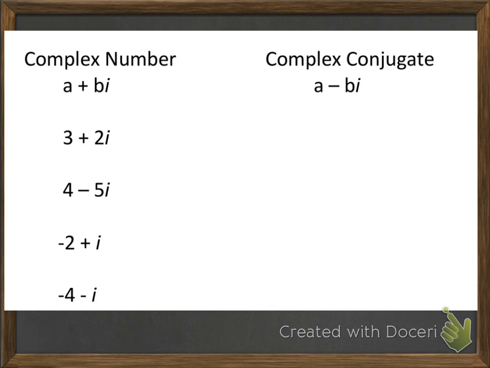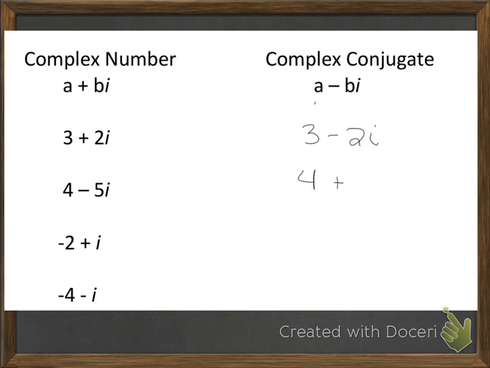Well, the complex conjugate of 3 plus 2i is 3 minus 2i. Again, the sign of the 3 stays the same. The sign of 2i changes. This is plus, this is minus. They need to be opposite signs. What about 4 minus 5i? What's the complex conjugate of that?